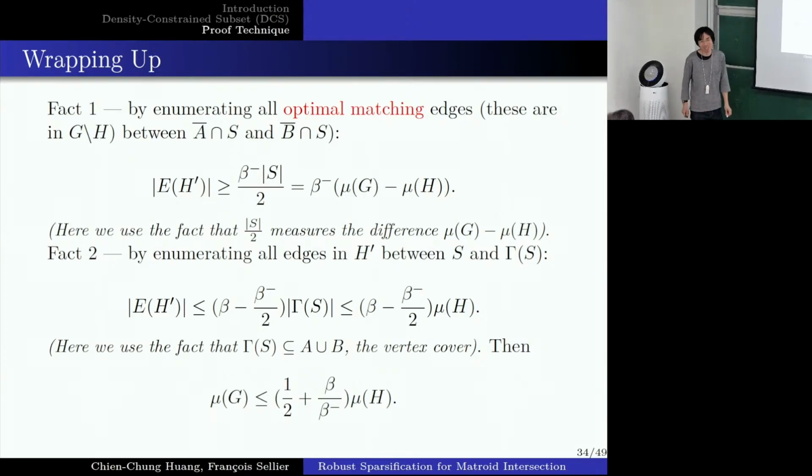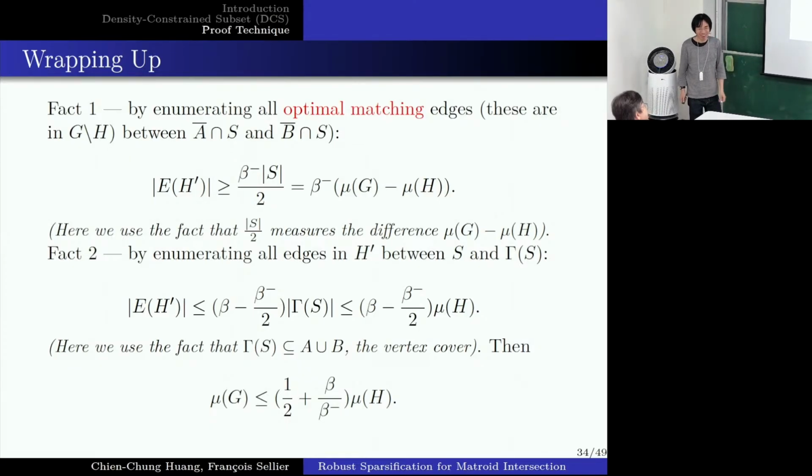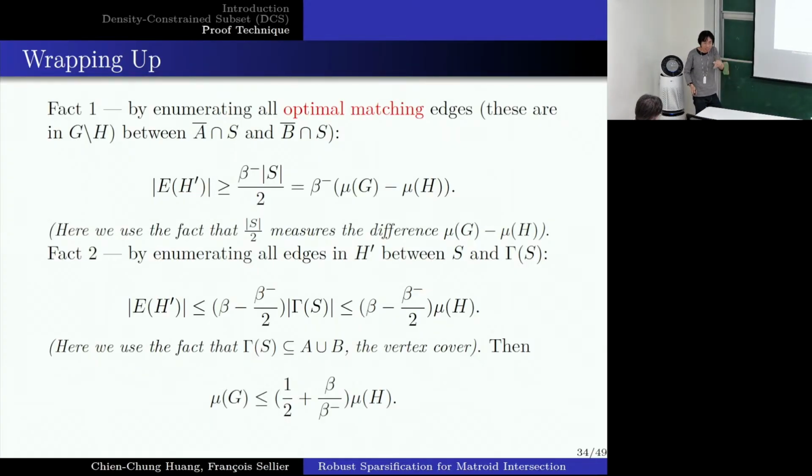Maybe I didn't explain it very well, but I think this proof is kind of cute. Offline, you read the paper, you will agree with me that this is a very nice proof. My explanation is not very good, but the proof is very good, believe me. So in this case, I choose beta and beta minus to be close enough, almost 1. So that's how I got the 1.5 plus epsilon approximation.